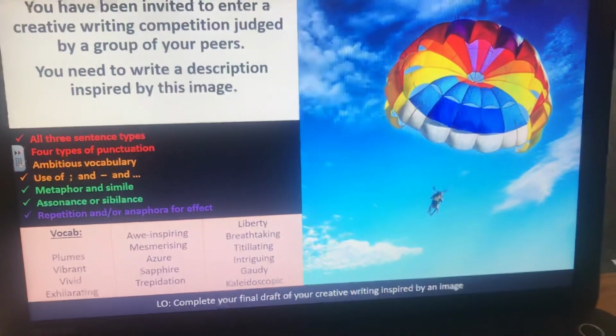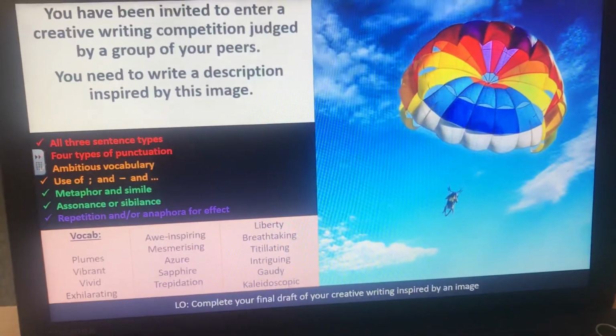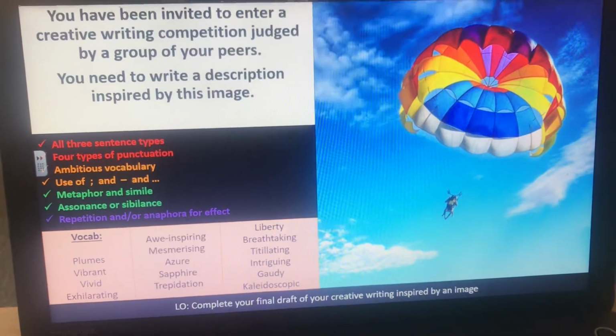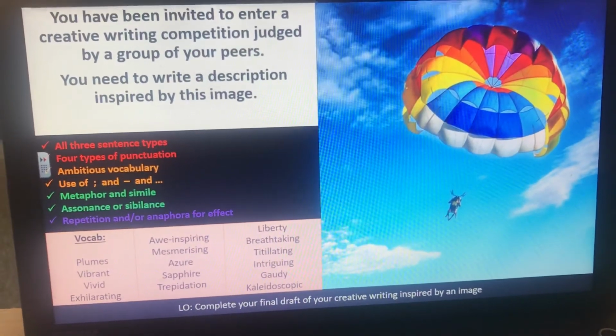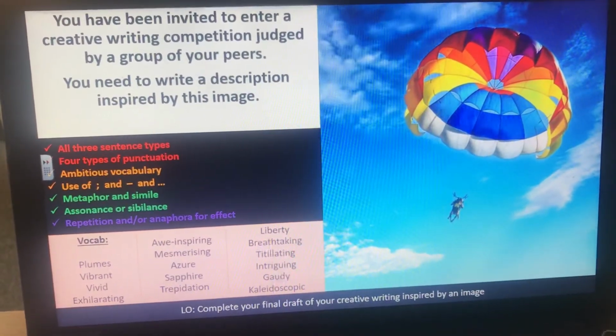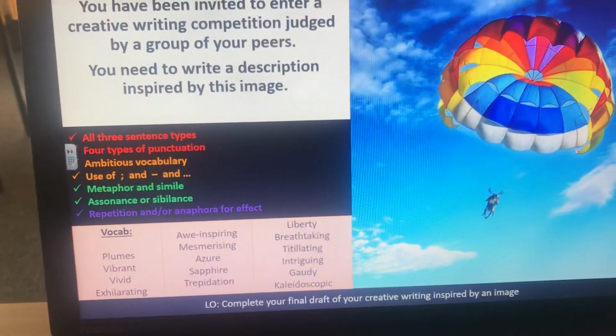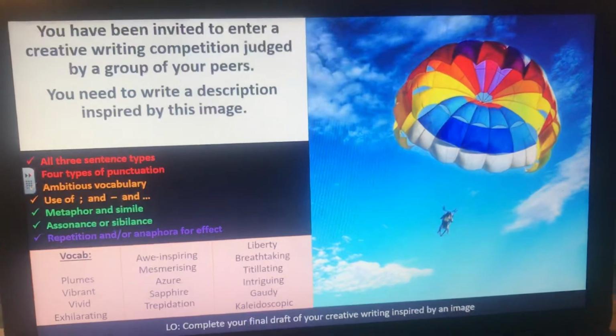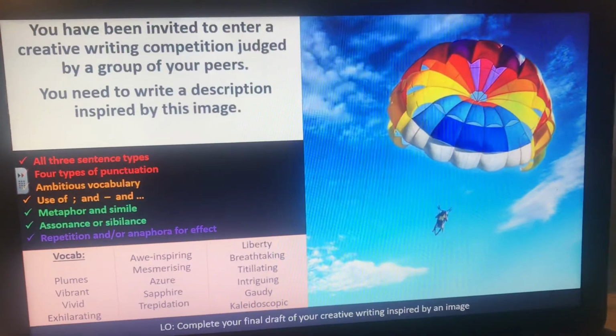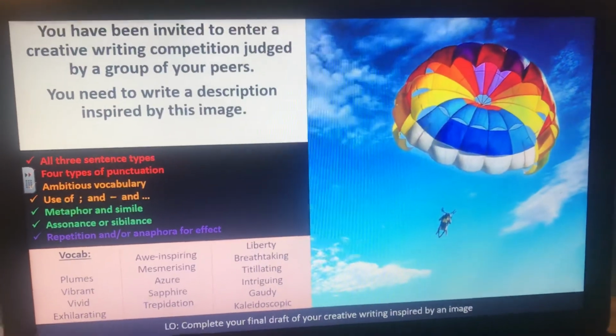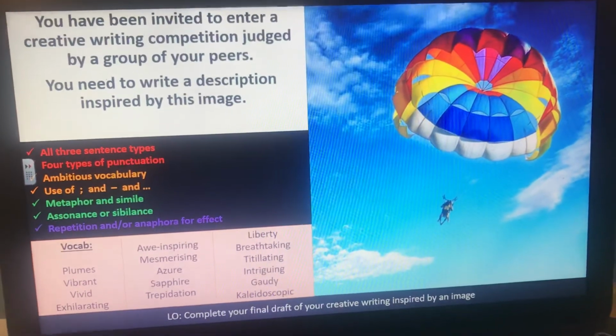Aim to use some figurative language, so metaphors or similes or assonance or sibilants. And repetition or anaphora for effect. Okay, and again, if you need any reminder of what some of those techniques are, have a look back at that lesson on Monday on Show My Homework, because that has got everything you need to know to help you construct your piece of writing.